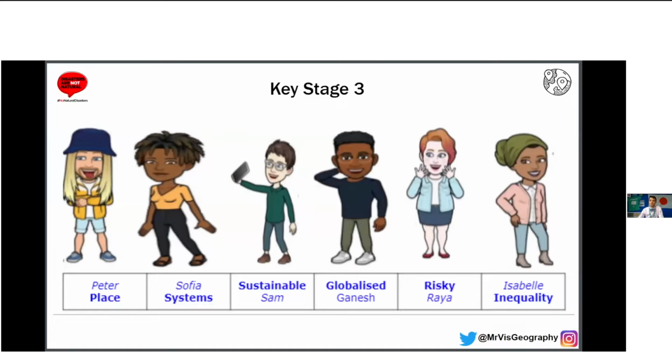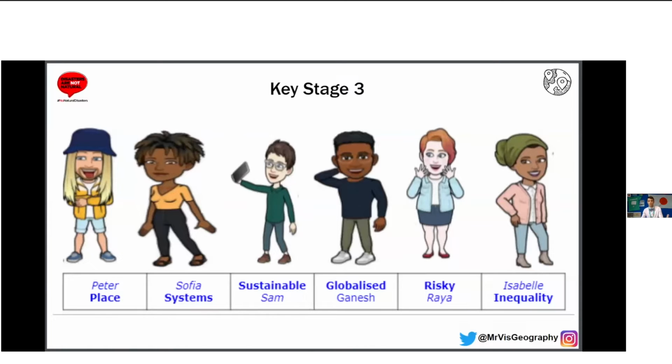Key stage 3, we are given an A4 piece of paper from the government as a national curriculum we have to teach, and in it you've got some generic words like they have to learn about Asia, Africa, hazards. It's just incredibly vague. So we've got a lot of choices about what we teach. We spend a lot of time thinking, what do we choose to teach? What do we choose not to teach? Because we can't teach everything.